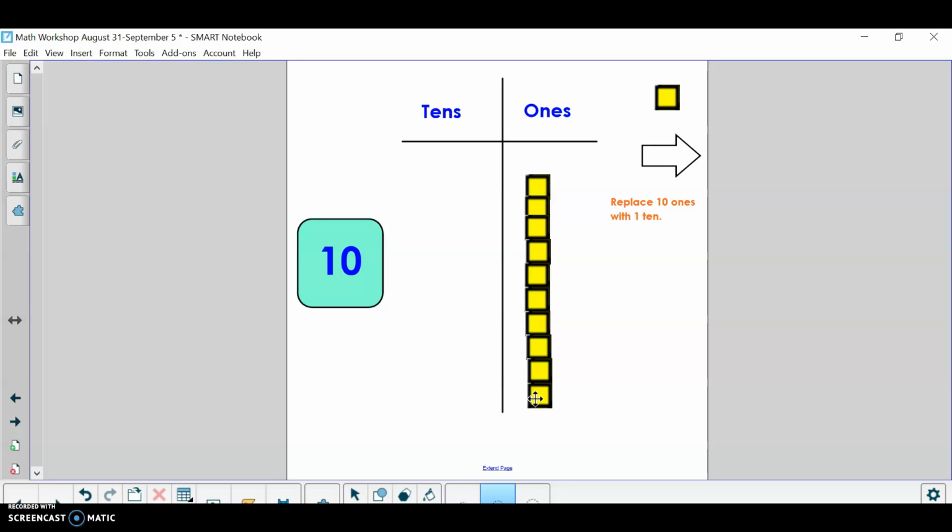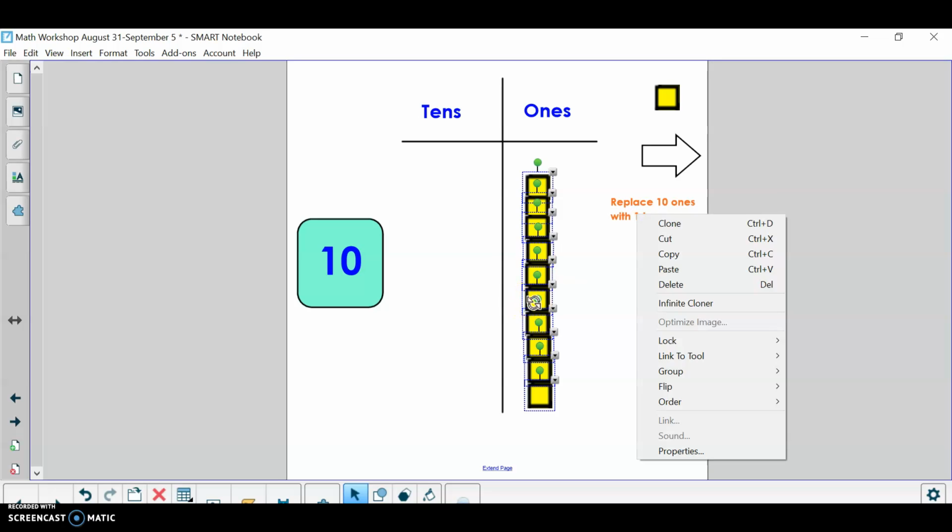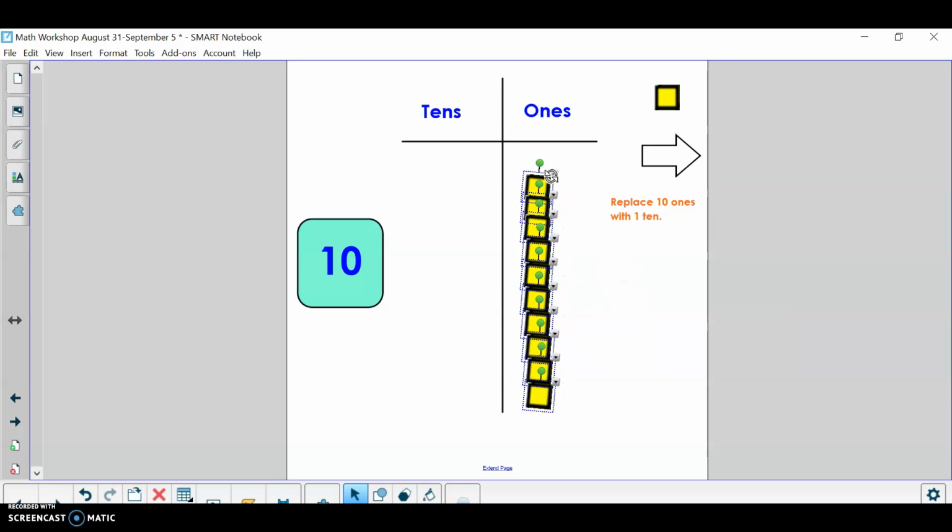The number 10 is in the tens place. Let's replace these 10 ones with just one tens rod. Let me take this guy out of here. And we're gonna just move him over if he's willing to go.